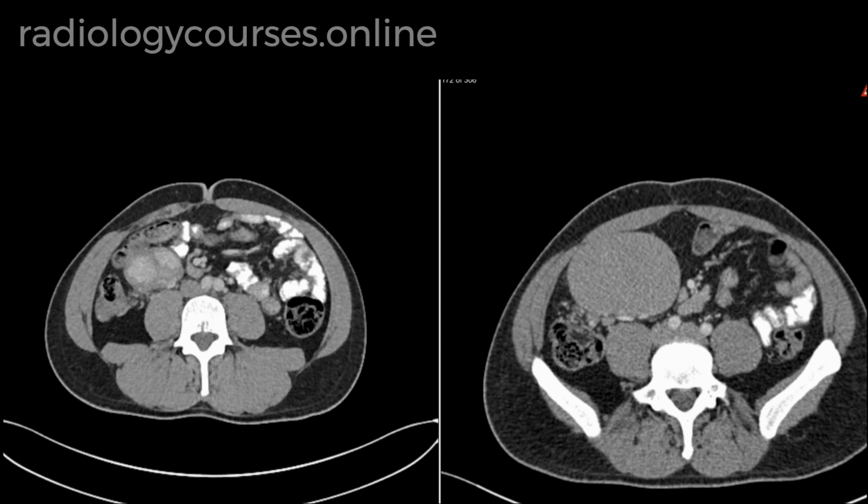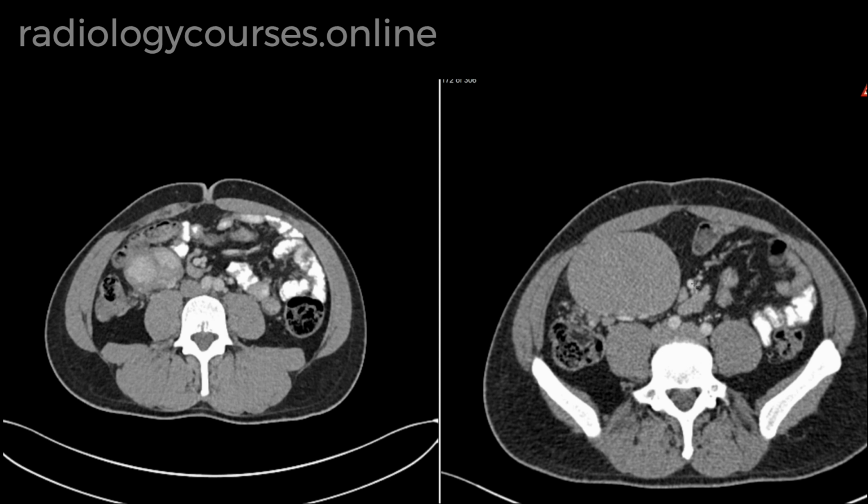Here in this video, I'm going to show you how to measure the change in the volume of any mass which is on treatment such as chemotherapy or radiotherapy.